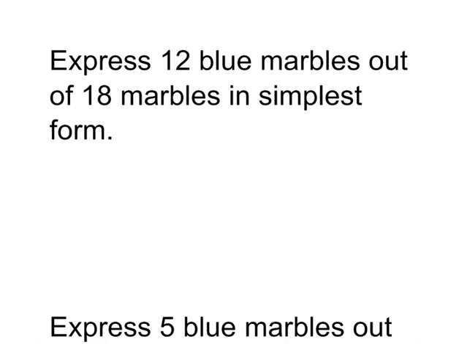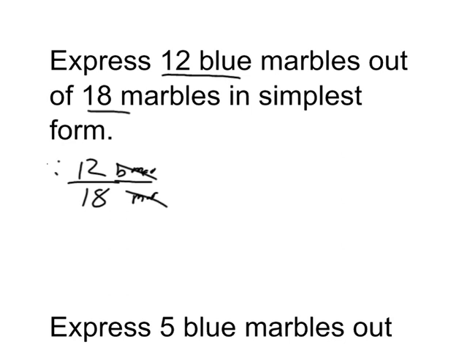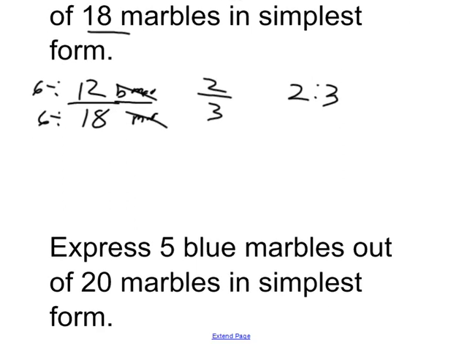Express 12 blue marbles out of 18 marbles in simplest form. So 12 out of 18, 12 blue marbles out of 18 marbles in general. Well, I need to reduce this. I can reduce, first of all, my units, and I can divide the numerator by 6, and I can divide the denominator by 6, and that would give me 2 out of 3. So the ratio is 2 to 3, or 2 out of 3 marbles are blue, or it could be written as 2 to 3. Please do the same thing with the next problem here.